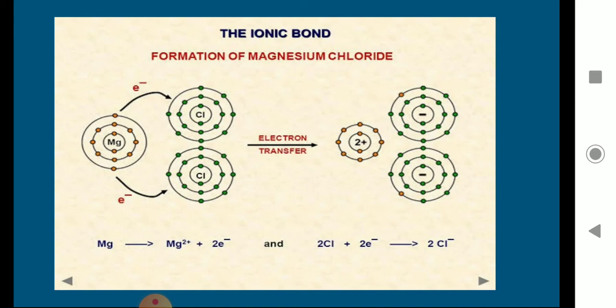So naturally, when magnesium is giving 2 electrons, 2 chlorine atoms will receive these electrons. 1 electron will be received by one atom of chlorine and another electron will be received by another atom of chlorine. So here you could see the formula of magnesium chloride, MgCl2. Magnesium 1 atom and chlorine 2 atoms. So the formula of this compound becomes MgCl2, magnesium chloride.